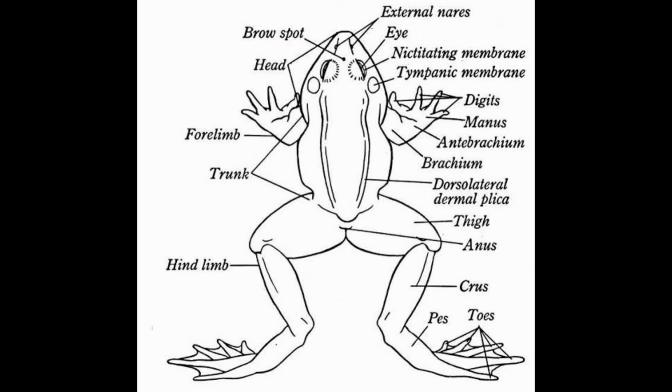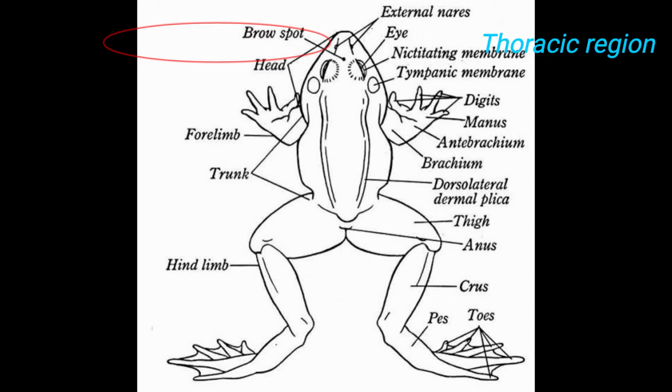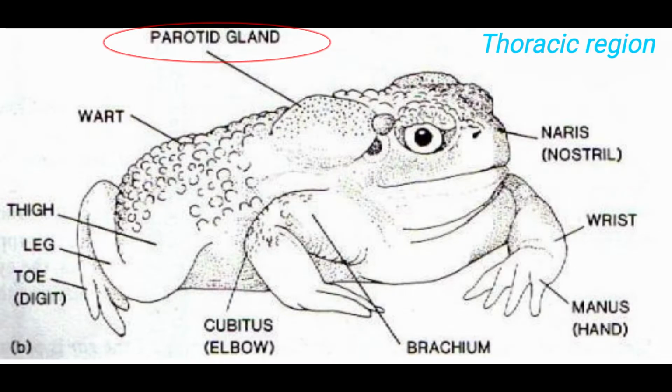The trunk is a part of the body posterior to the head. It is also divided into two regions, the thoracic and the abdominal regions. The thoracic region, or the chest region, is the anterior half. In this region, the parotid glands, or the poison glands, are located and are elevated structures of the skin just behind the tympanum. These are absent in the frog.